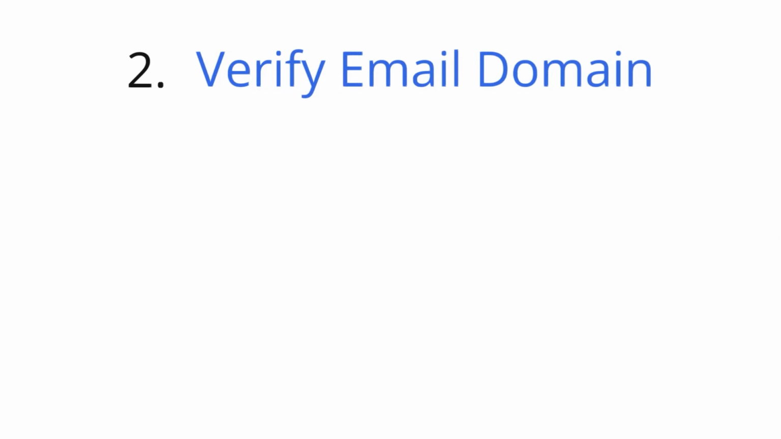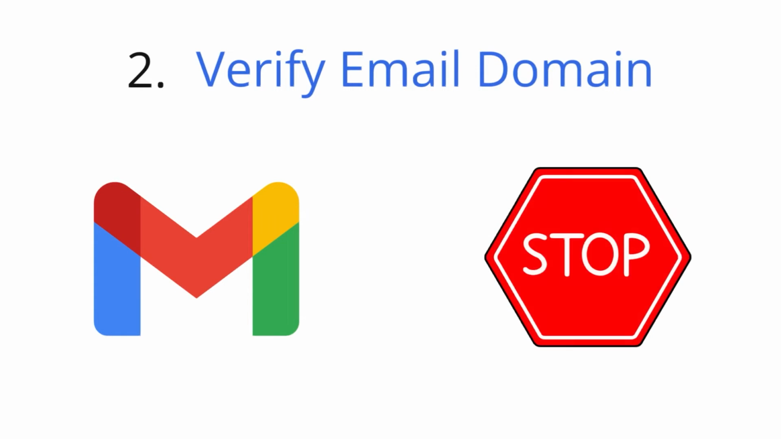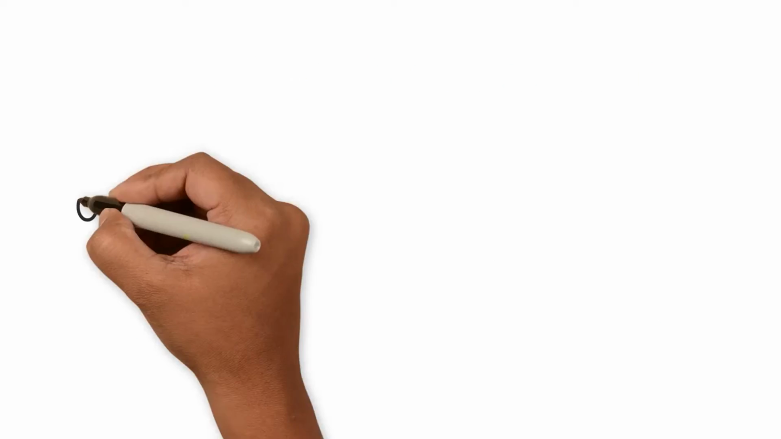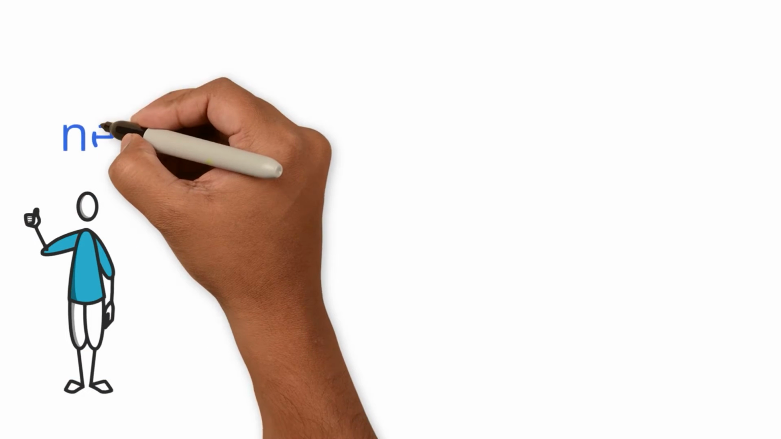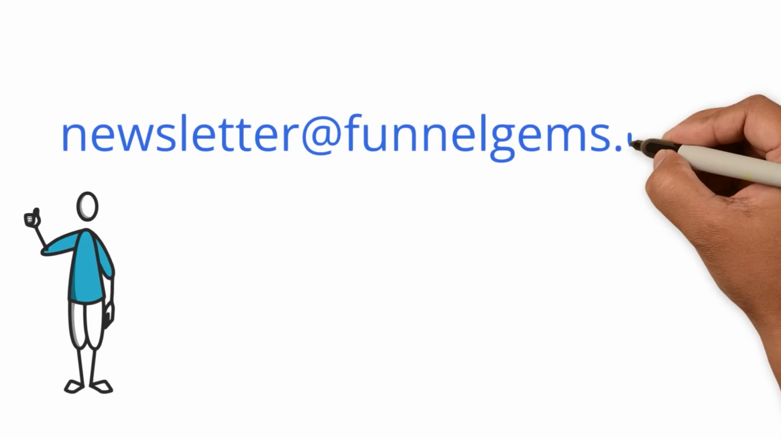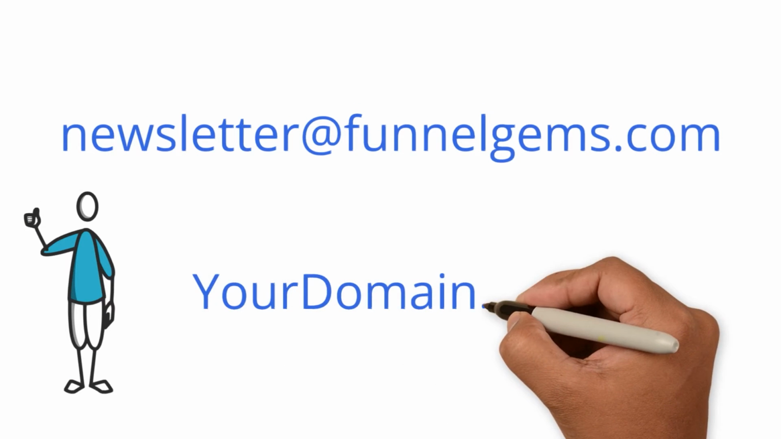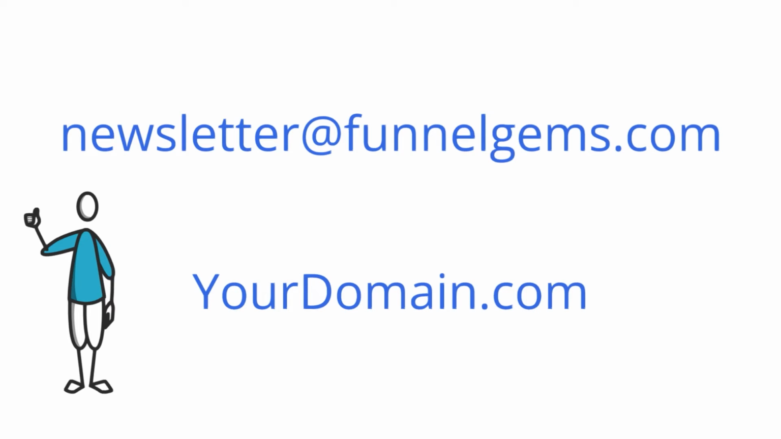So the second thing we need before we can send emails is to verify the domain name that we'll be sending emails from. You might have noticed that for this tutorial, I signed up to ActiveCampaign with a Gmail address. But we don't want to use that address because Gmail is not supposed to be used for sending marketing emails. So here's what I do. I send my Funnel Gems newsletters from this email address. And you can use any email address to send your emails as long as it's from your domain name.